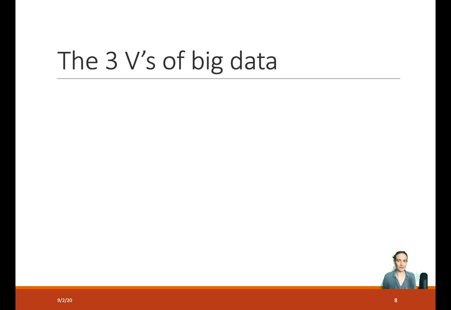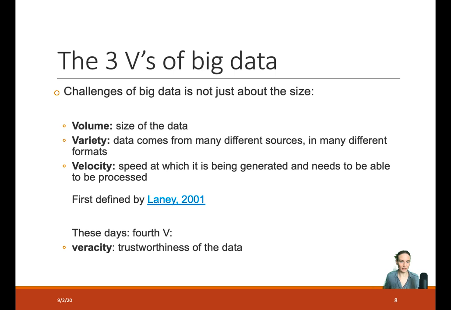Anybody know what the three V's are? Is what I would ask now. Take a moment to think about it for yourself. Here's the answer. Three V's stands for volume, variety, and velocity. They were first defined by Laney in 2001 already. These days, we see a fourth V, veracity, which is the trustworthiness of data. So let's go over these V's.